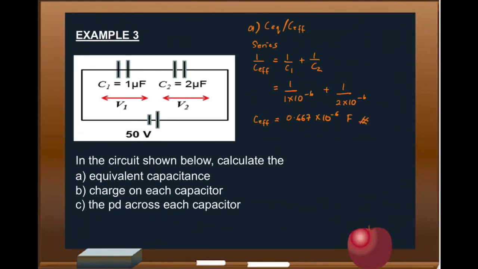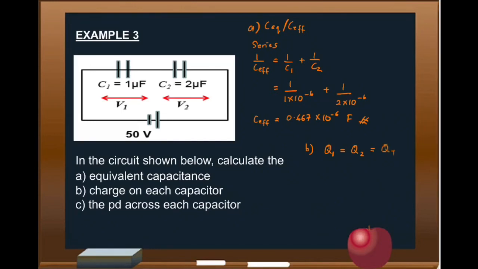For question B, we want to find the charge on each capacitor, so Q. As we know, when capacitors are connected in series, the charge on each capacitor will be the same, which means that the charge on capacitor 1 will be equal to the charge on capacitor 2, and it is also equal to the total charge QT.